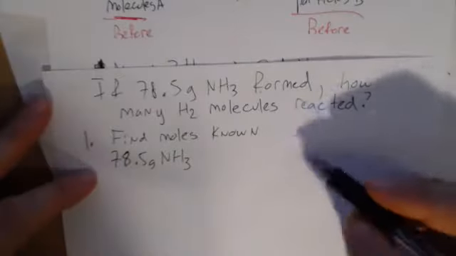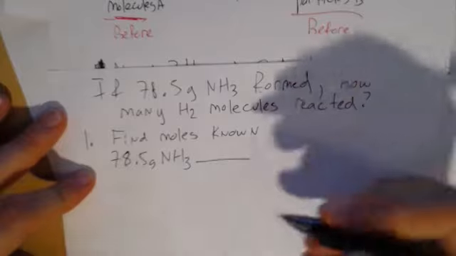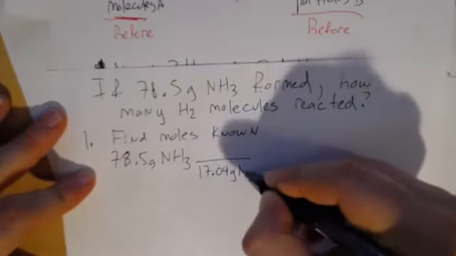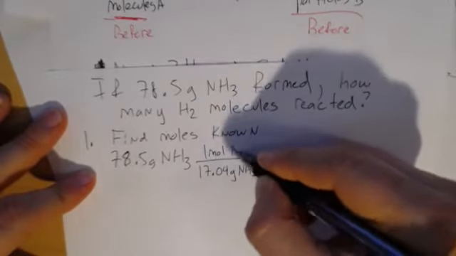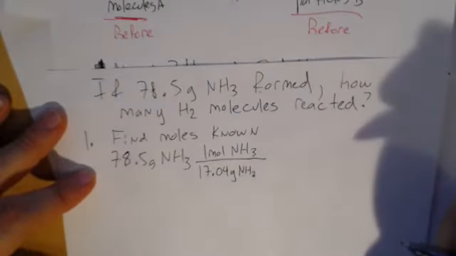Nobody said they needed to see the calculation. So I'm going to want grams on the bottom, which is 17.04 grams of ammonia, 1 mole of ammonia. So that's the first step.